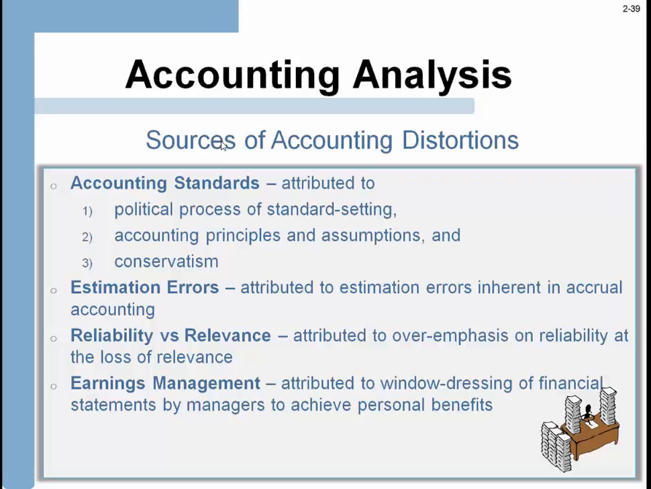Estimation errors. They determine how they're going to estimate stuff, and it's all human and what they can determine. And reliability versus relevance: if you make stuff too reliable, it may not be relevant. And finally, earnings management. We'll talk a little bit more about earnings management here in a minute. But essentially, businesses sometimes may try to manage their financials for the benefit of the managers or for the organization, because the managers may have an incentive to have a certain amount of income for the business so that they can hit their bonus targets, for example.